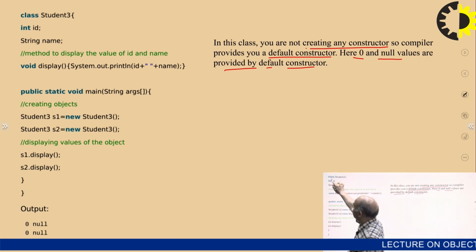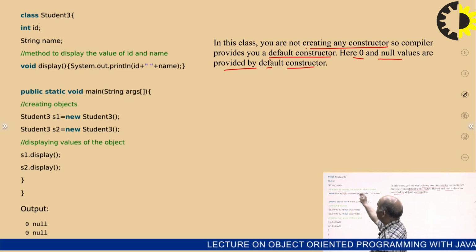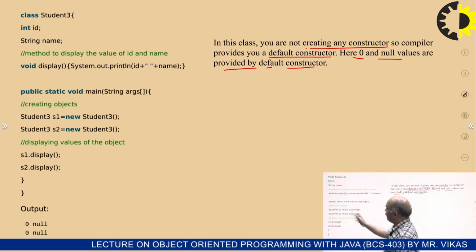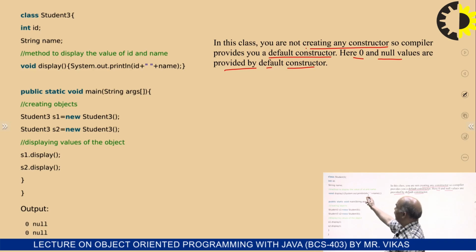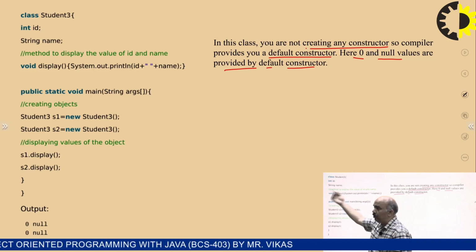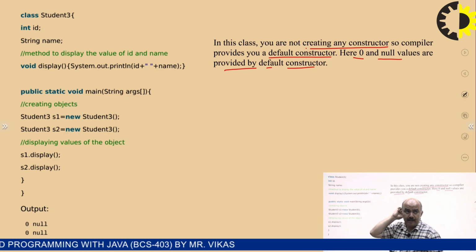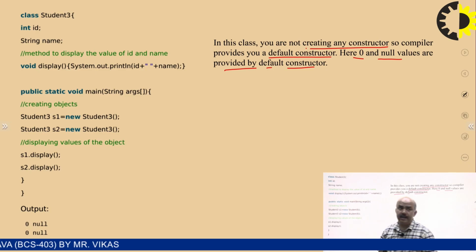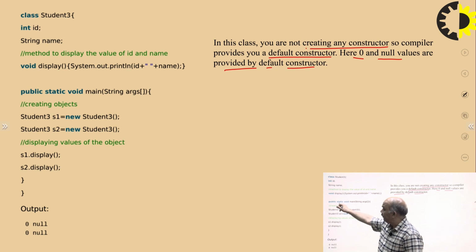Here the class Student3 is being created. We have defined the int id and the String name. The method has to display the value of id and the name of the person, so we say void display, System.out.println, the id and the name. Now we are not creating any constructor here. We just define the display method. Then in the main we say public static void main, String arguments.